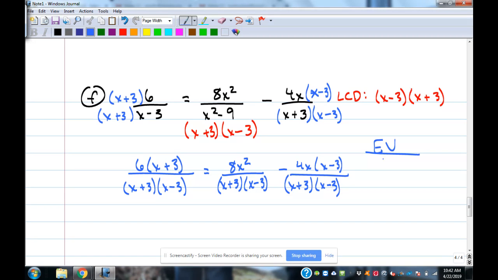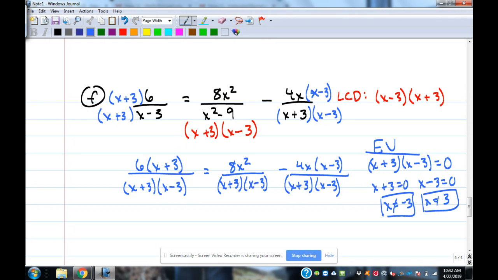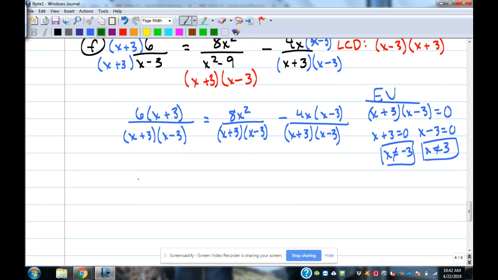What's the denominator problem here? So x plus 3, x minus 3. Set that equal to 0. So we're setting the common denominator equal to 0 and just solving. Should be real easy stuff. Negative 3, positive 3. Can't be those. If it is, we're going to throw them out. Okay. The equation that we're going to work on is just the numerator equation. So we got 6x plus 18 equals 8x squared minus 4x squared plus 12x.